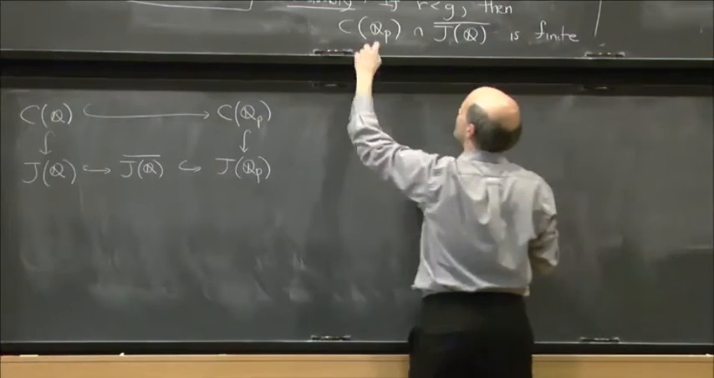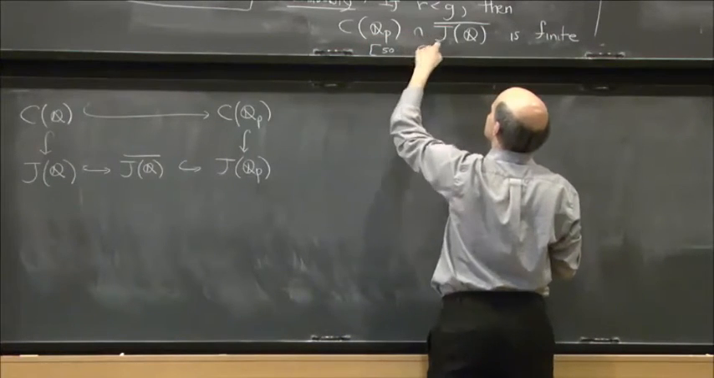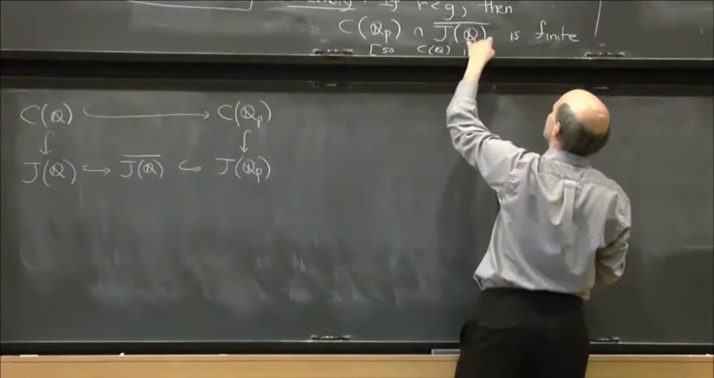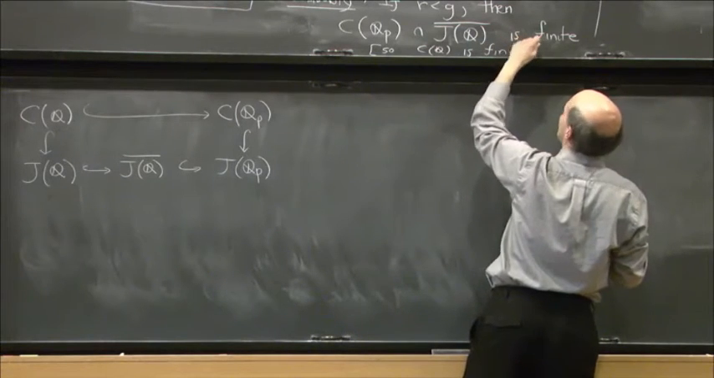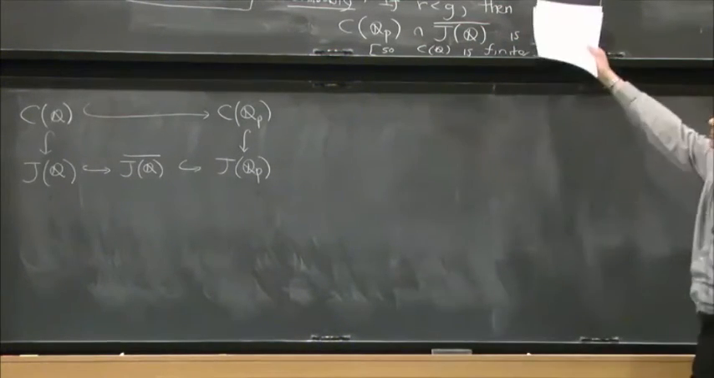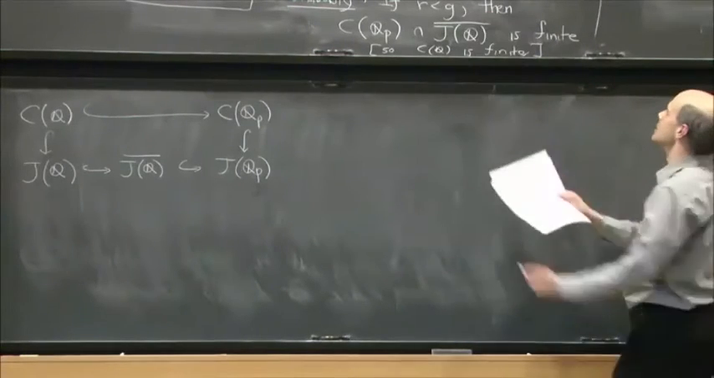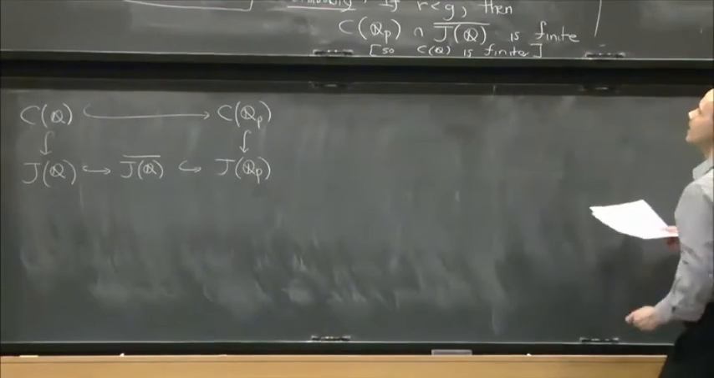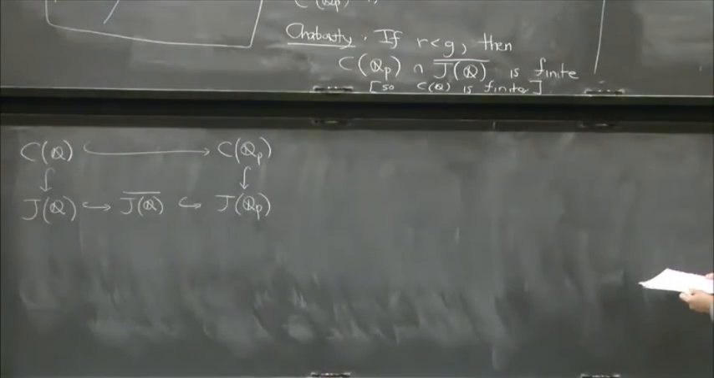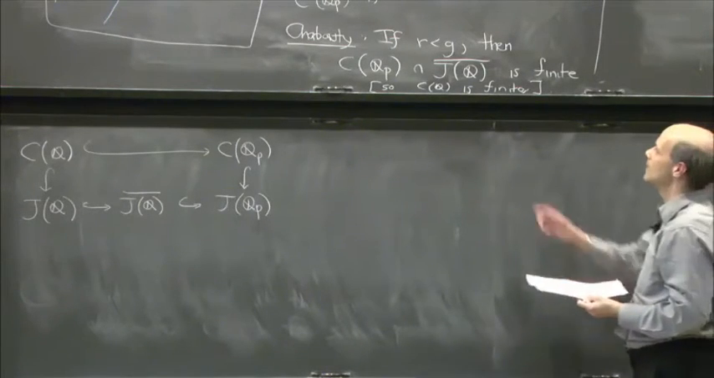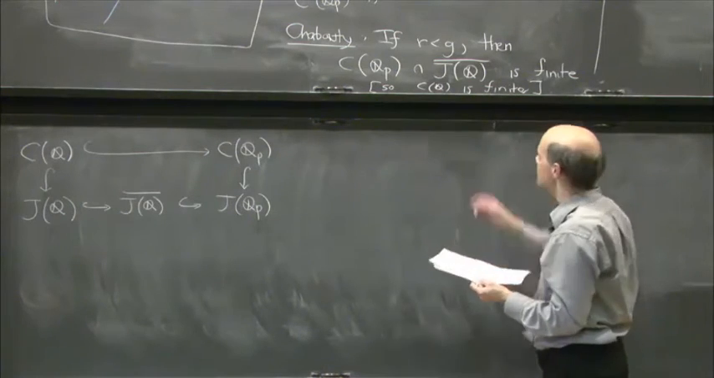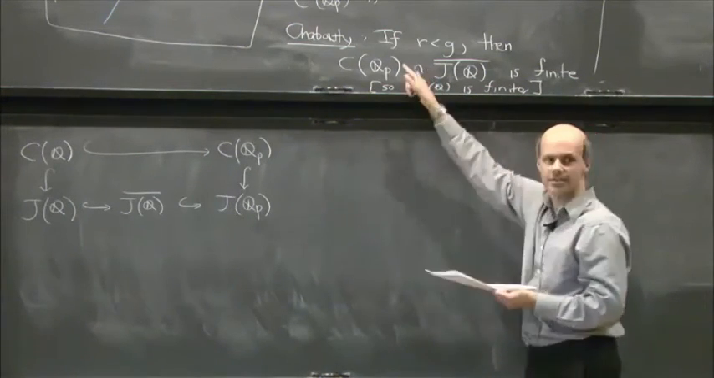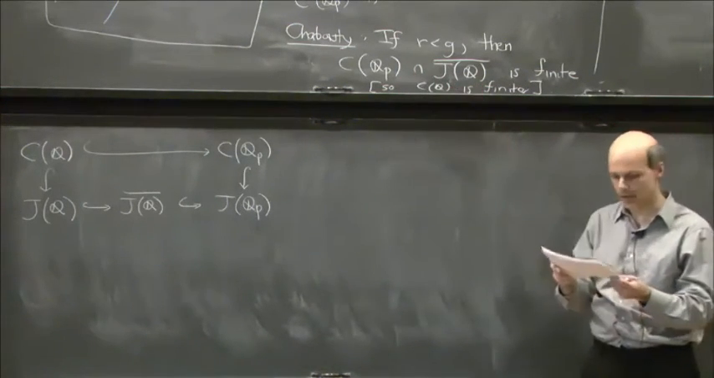And therefore, that means that C of Q is also finite. Okay, so this is a way to prove Faltings' theorem, at least in a special case, when you have this kind of condition. Now, in order to prove our theorem, we want to prove that this has only one rational point. So that means we'll need this intersection to consist of just that one point.